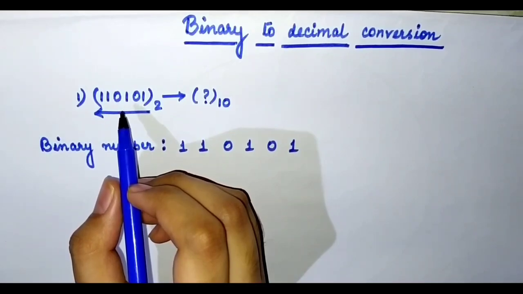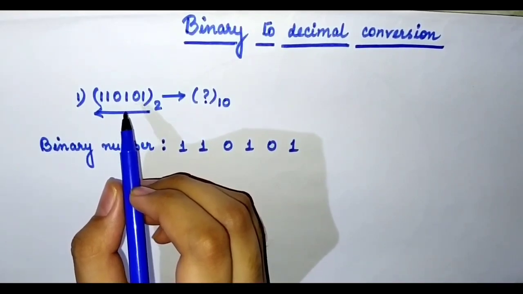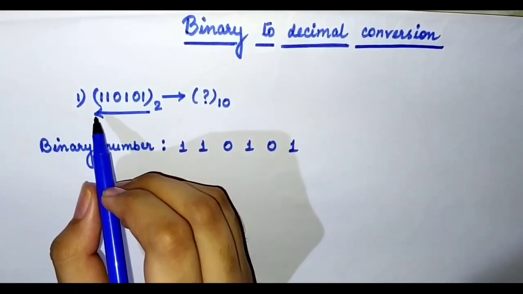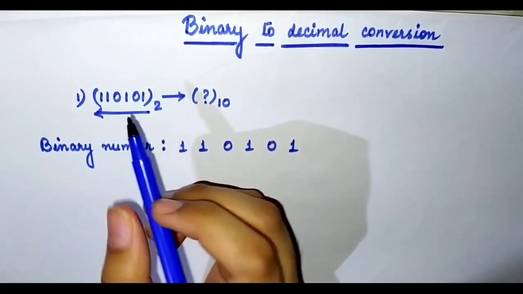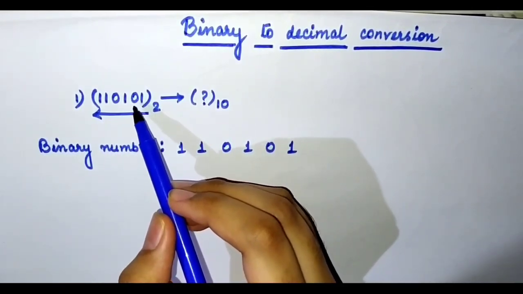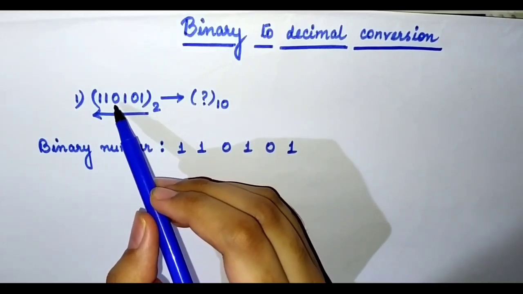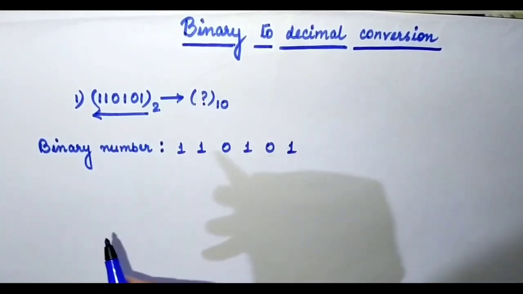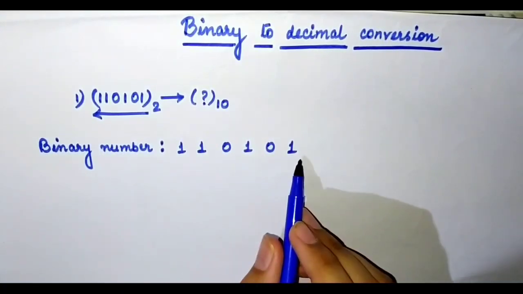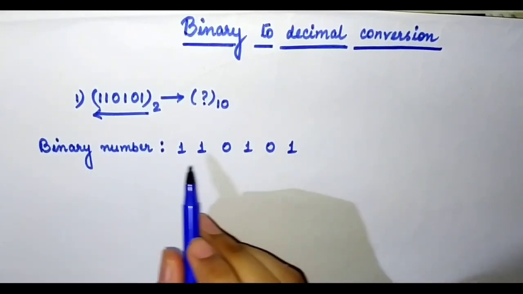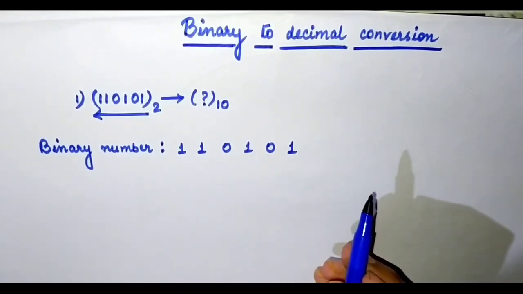For any integer type binary number, the positioning starts from 0 and moves on from right to left, which means the position of this particular bit is 0, of this bit is 1, 2, 3, 4 and 5. Now I have written this binary number again over here. Now I have to write the positions of each and every bit of this binary number.